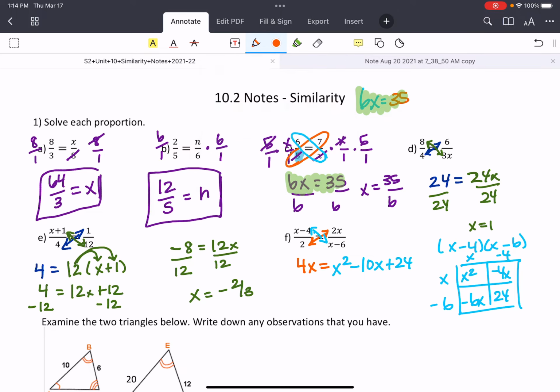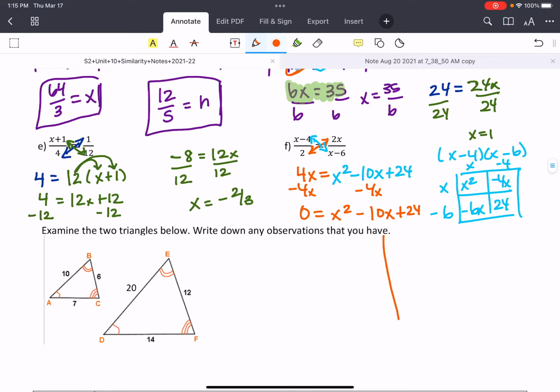Then I want to go ahead and minus 4x on both sides. Because to solve a quadratic, I need to have it equal to 0, and I get x squared minus 10x plus 24. I'm going to move down into this next section just a little bit. So I need to find what are the factors that multiply to positive 24.